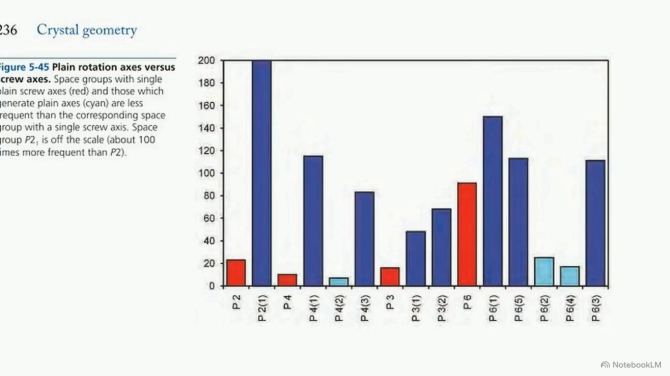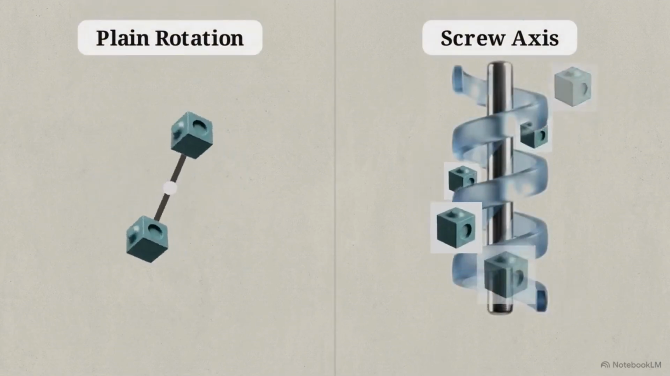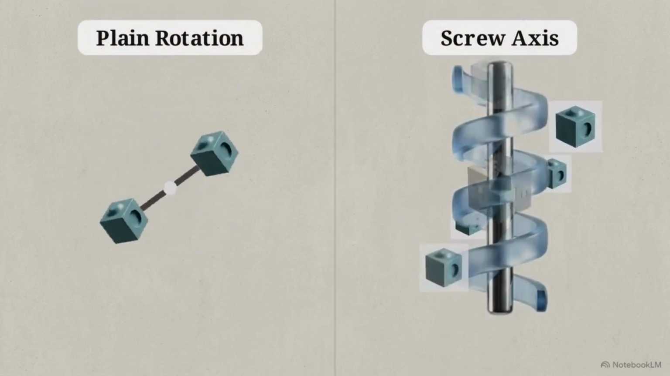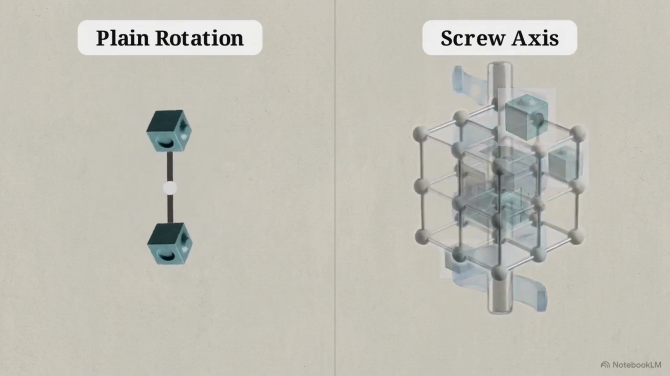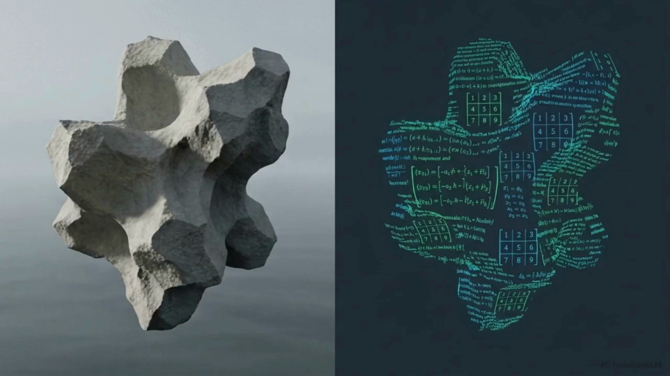This chart shows that nature has a massive preference for screw axis symmetry over plane rotations. This isn't random. Screw axes provide a higher number of degrees of freedom, meaning they offer more flexible mathematical ways to connect molecules in a dense, three-dimensional network. By translating physical shapes into matrix algebra, we reveal the underlying logic nature uses to assemble its most complex structures.